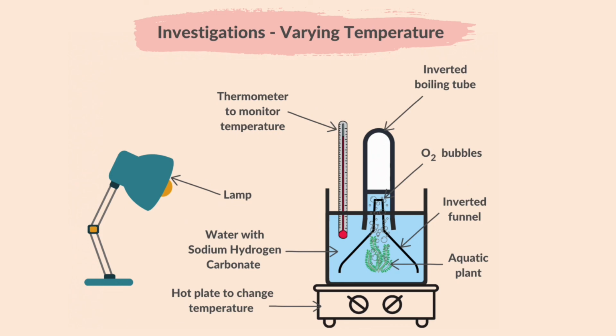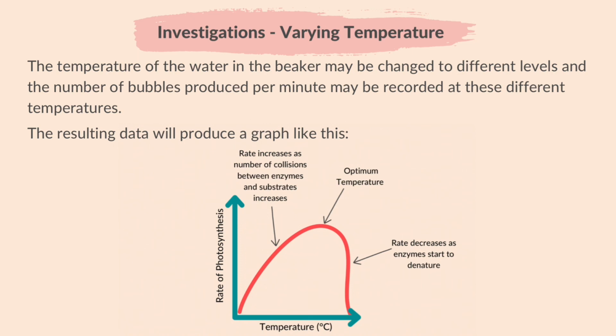To change the temperature, a hot plate may be used to heat up the solution in the beaker, and the rate of photosynthesis must be observed and calculated at different temperatures. The resulting data will produce a graph like this.